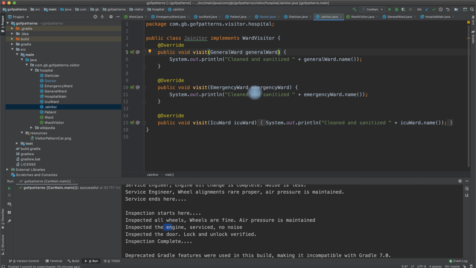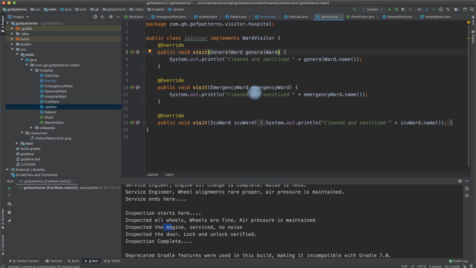For example, tomorrow the government may come and say that you might have to do this on all these wards. You might have to spray some kind of thing so that the spread of diseases is controlled in terms of pandemics. That can be easily added to wards without touching the ward. So we can hook up as many algorithms as we want to the underlying objects without modifying them. This problem is solved by the visitor pattern.